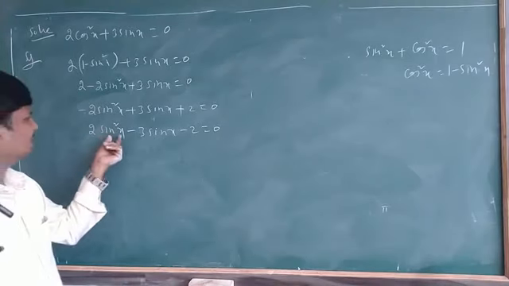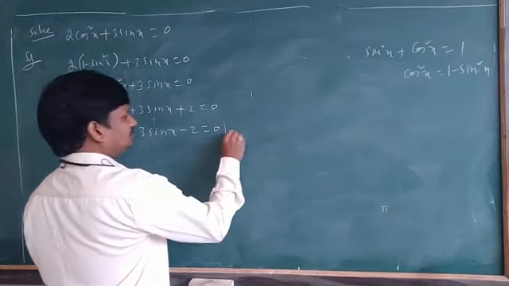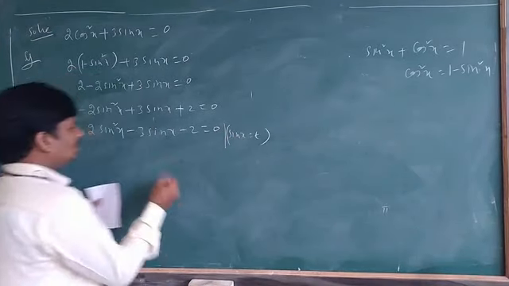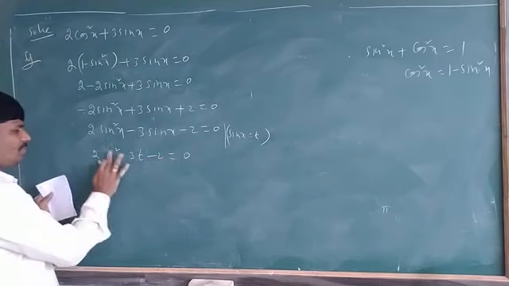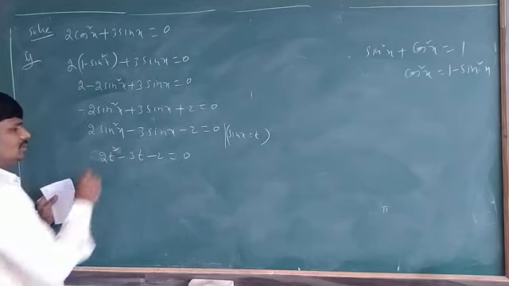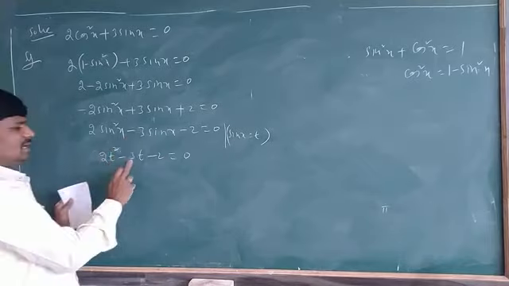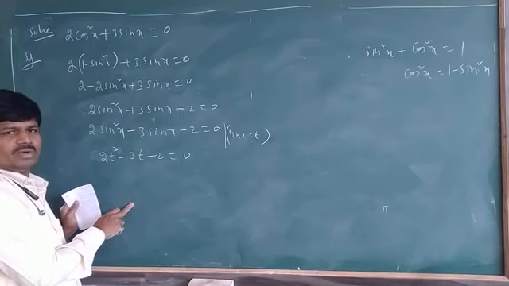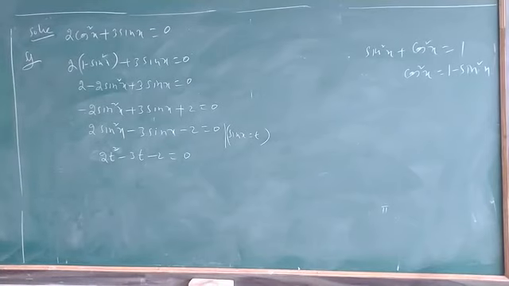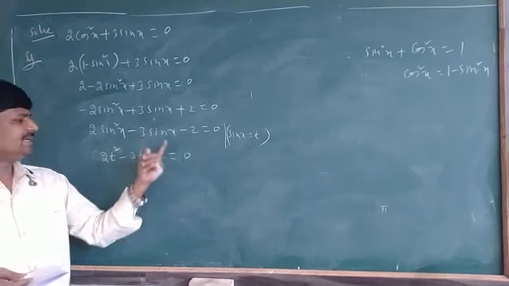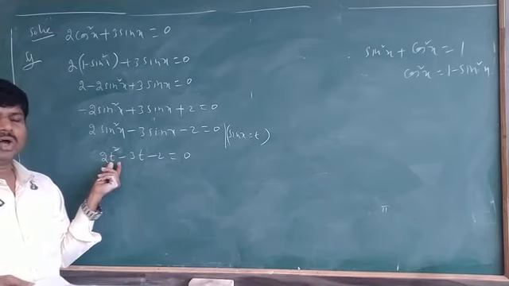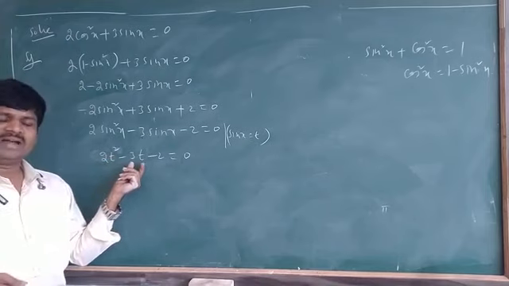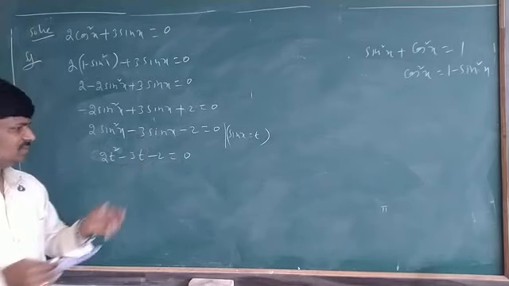Or else suppose sin x is equal to t, then what will be? 2t square minus 3t minus 2 equal to 0. So it is a quadratic equation in t. Do you know how to solve a quadratic equation? By middle term factorization we can solve the quadratic equation. Yes, I am solving this one.